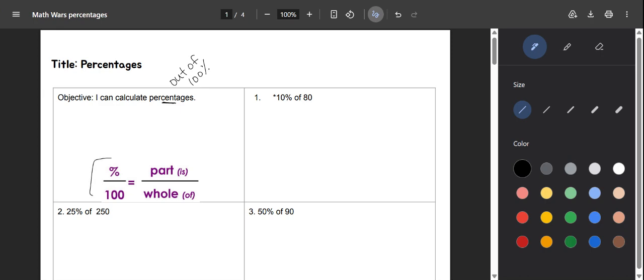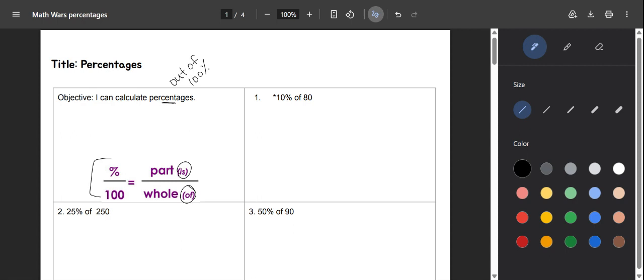So you can see here we've got a fraction set up. It is a percent over 100, and generally percentages are a part to whole relationship. When we see the word "is," that usually indicates the part, and "of" usually indicates the whole amount.